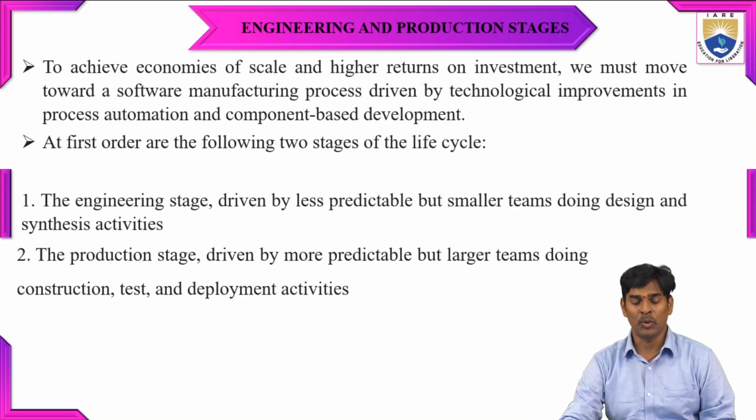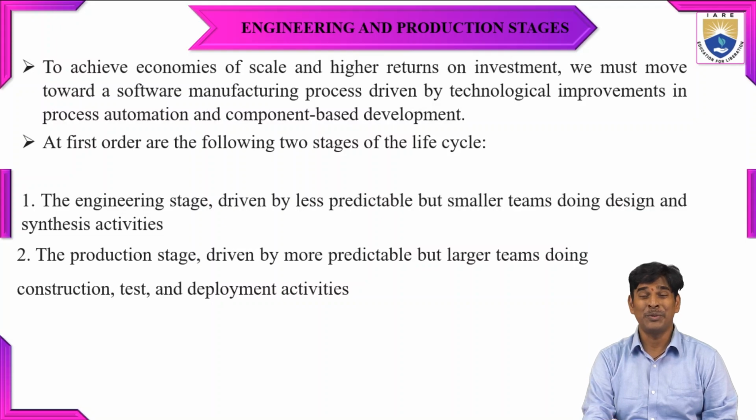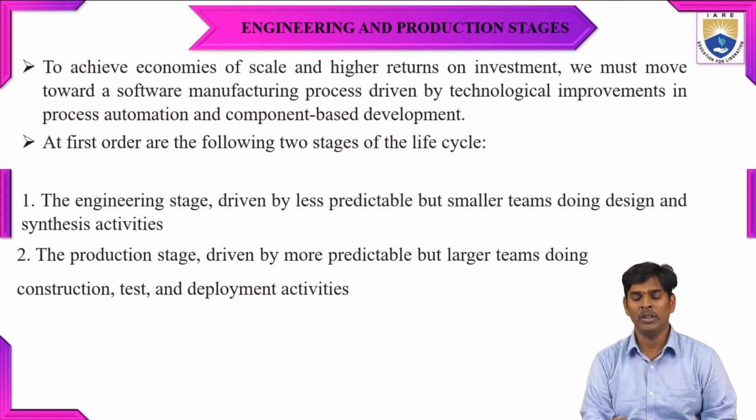Whereas in the production stage, they should predict very heavily. It is driven by more predictability but larger teams, because in production they need to get the final product. That's why they need to predict very high, and the team also should be very large here. In production, mainly we have construction, test, and deployment activities. These are the main things they are going to do in the production stage.